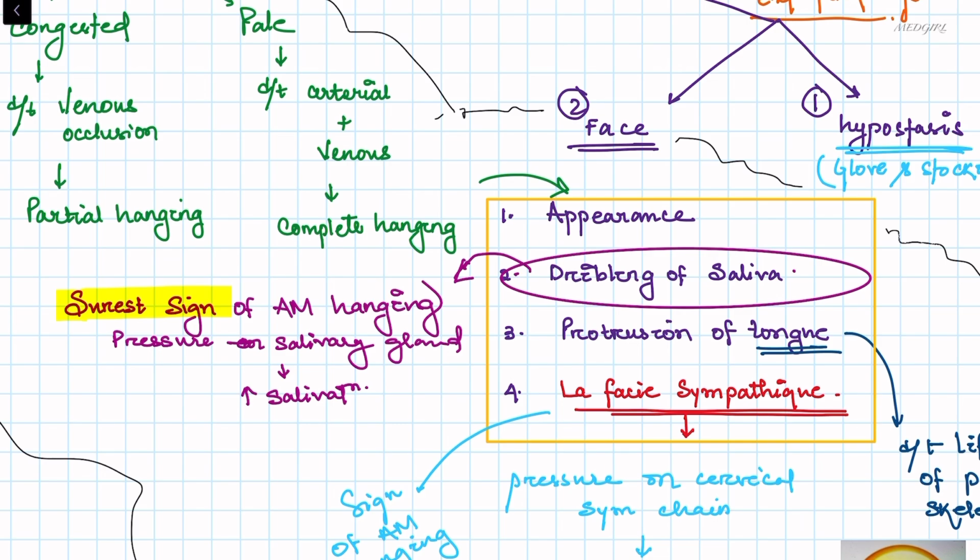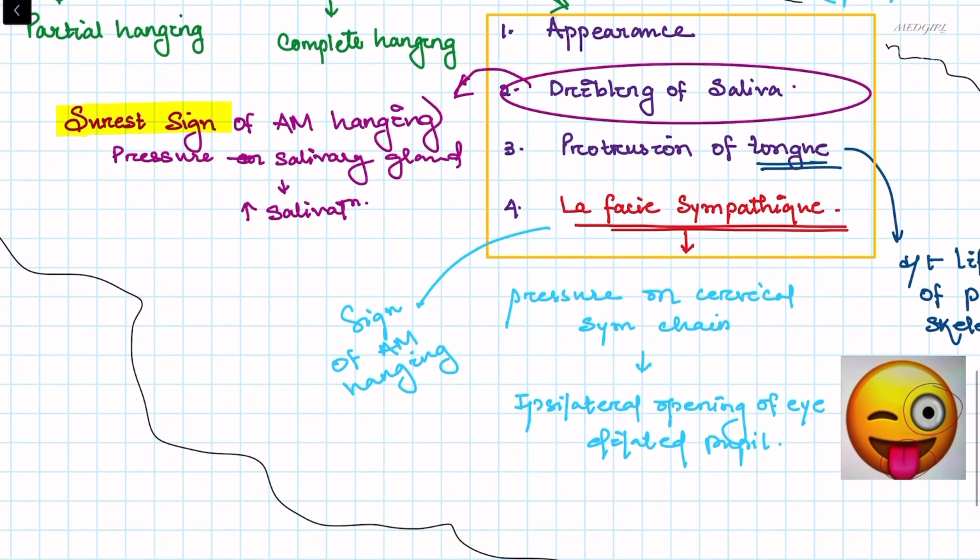Now next is la facies sympathicae. This is a sign of antemortem hanging. What happens is pressure on the cervical sympathetic chain leads to stimulation, and that leads to ipsilateral opening of the eyes plus ipsilateral pupillary dilation, that is, unequal pupils.